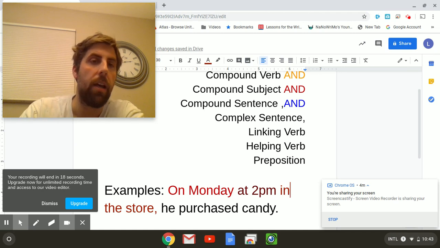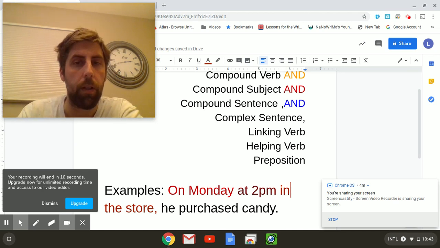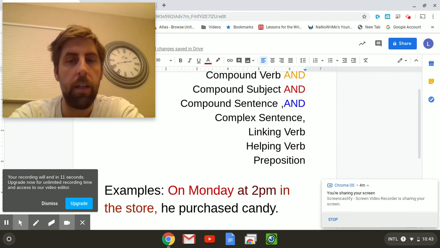So as time goes on, as we get to more of those, I want you to look at it. Try to get it. Just make sure you know that in the store, right there, is a preposition. In is not a linking verb. Is is a linking verb.